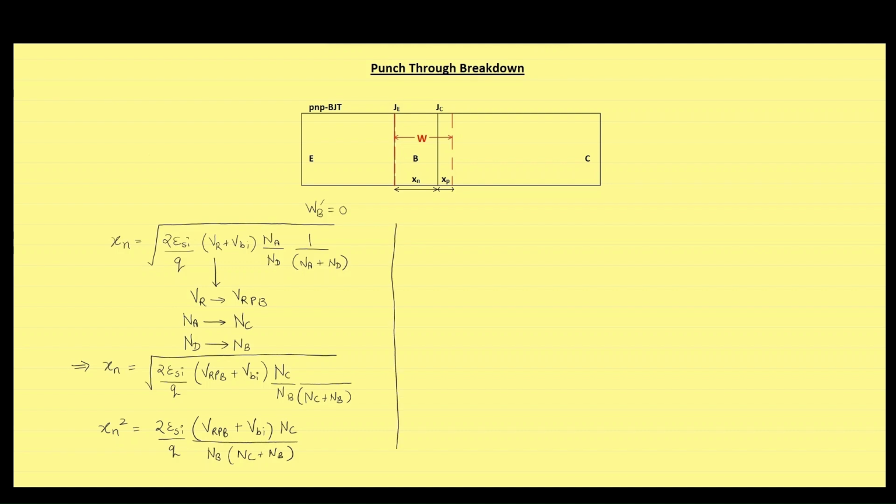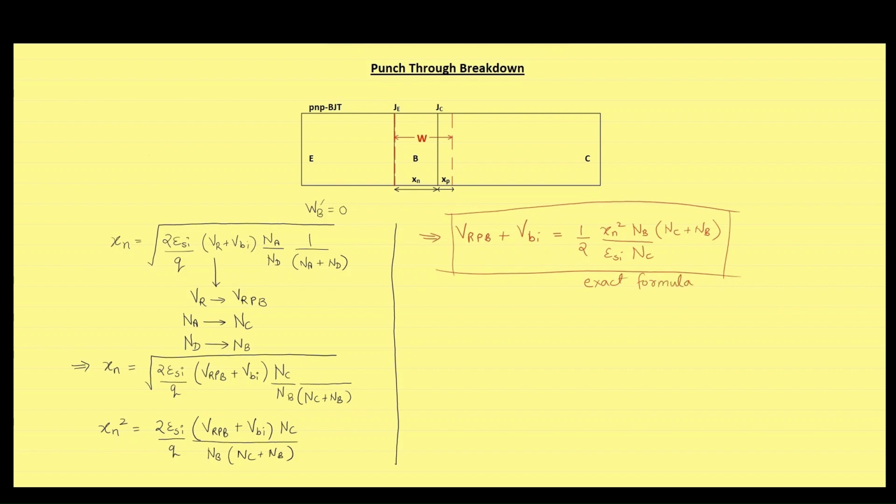Therefore, if we are supposed to find the reverse bias voltage which will lead to punch-through breakdown, we have the formula... This is the exact formula by which we can find the reverse bias voltage at punch-through breakdown. Also, you know that the base is completely depleted. Therefore, the part of the depletion region extending to the n-type region can be replaced by base width.